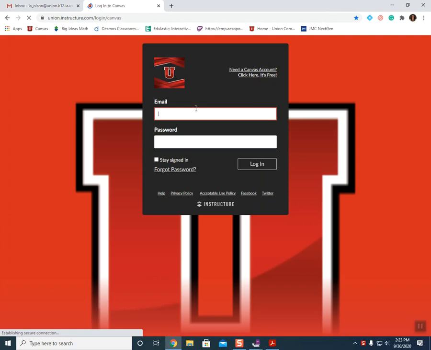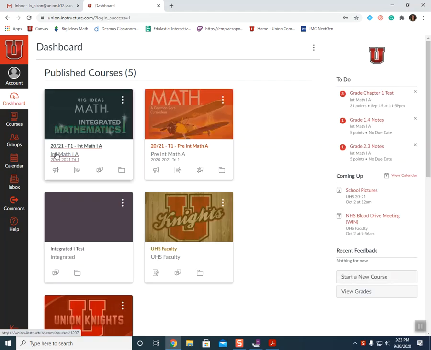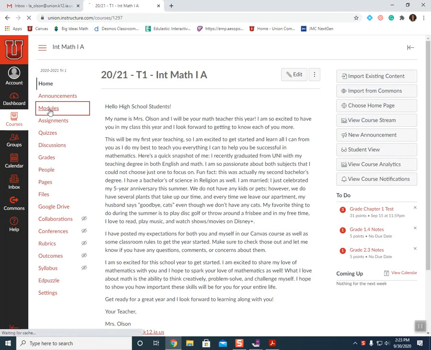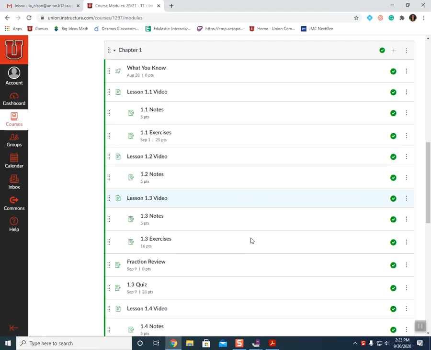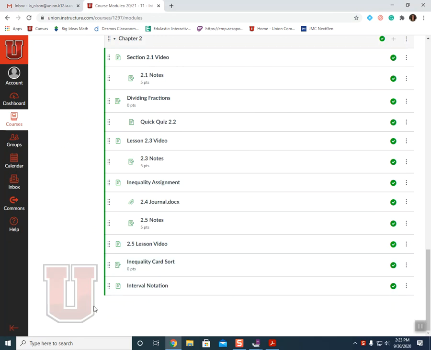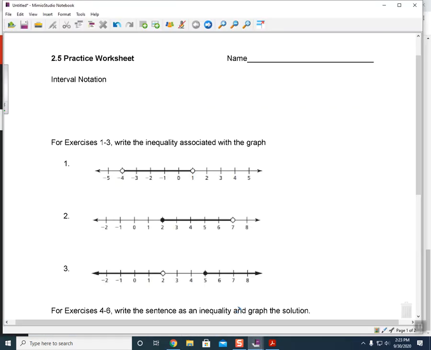So in Canvas, if you click on modules and scroll all the way to the bottom, interval notation is the video that I would like you to watch and answer the questions on. But the main things that I need you to know about interval notation are really two things.